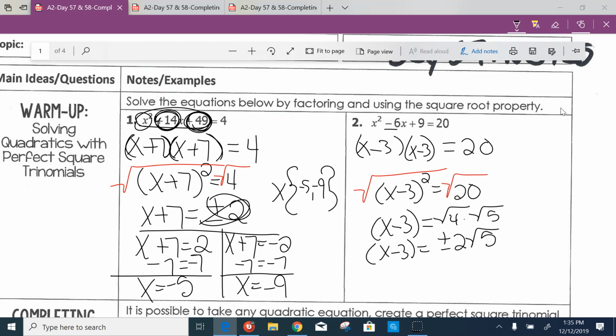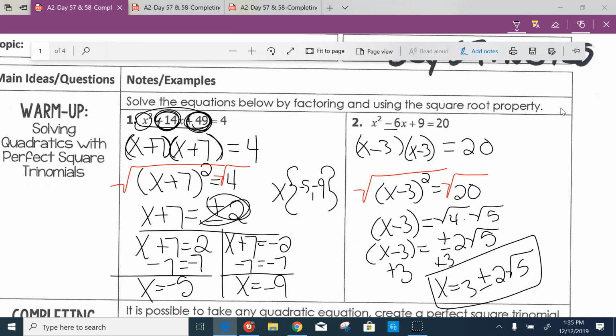So I'm going to shorten this equation a little bit. I'm going to add 3 to this side and to this side. What I get is x equals 3 plus or minus 2 square roots of 5. I could say 3 plus 2 square roots of 5 is my first answer, some random decimal, and 3 minus 2 square roots of 5.